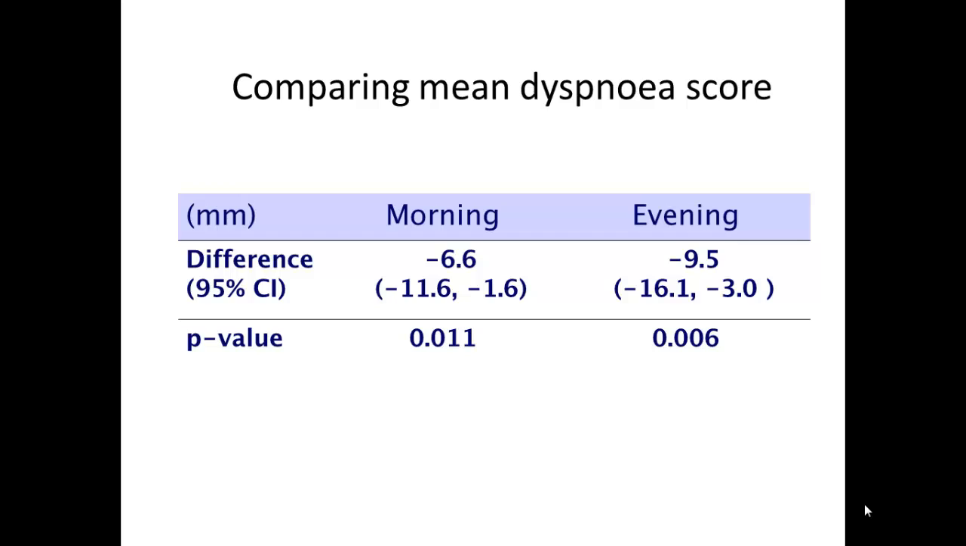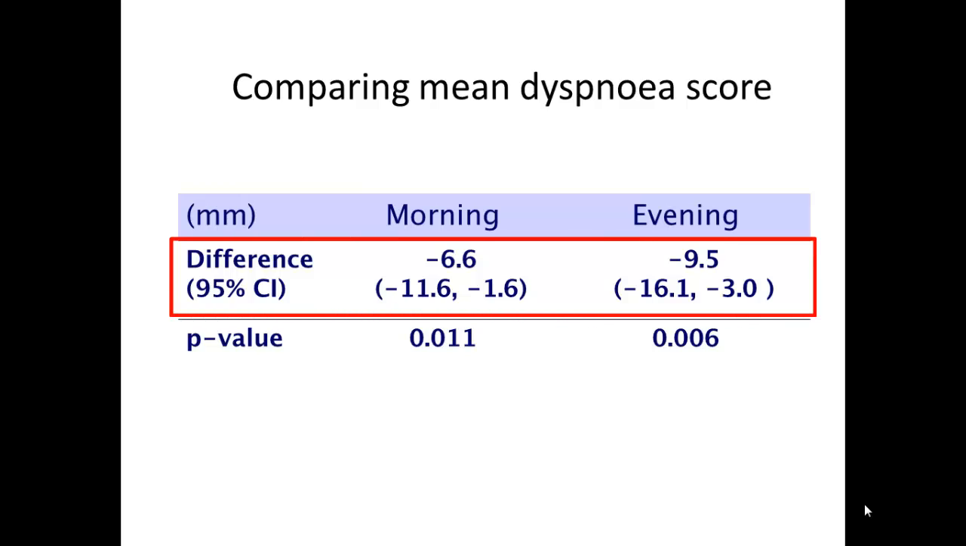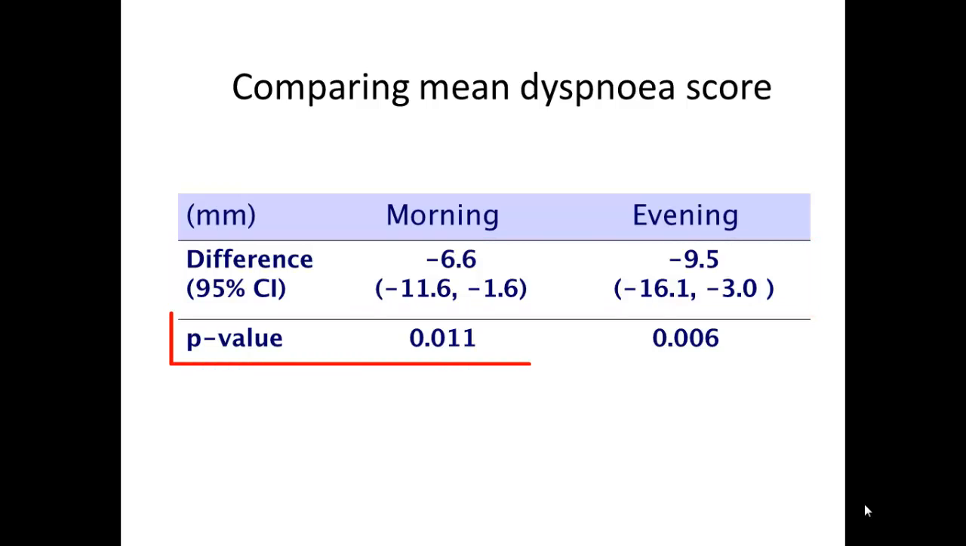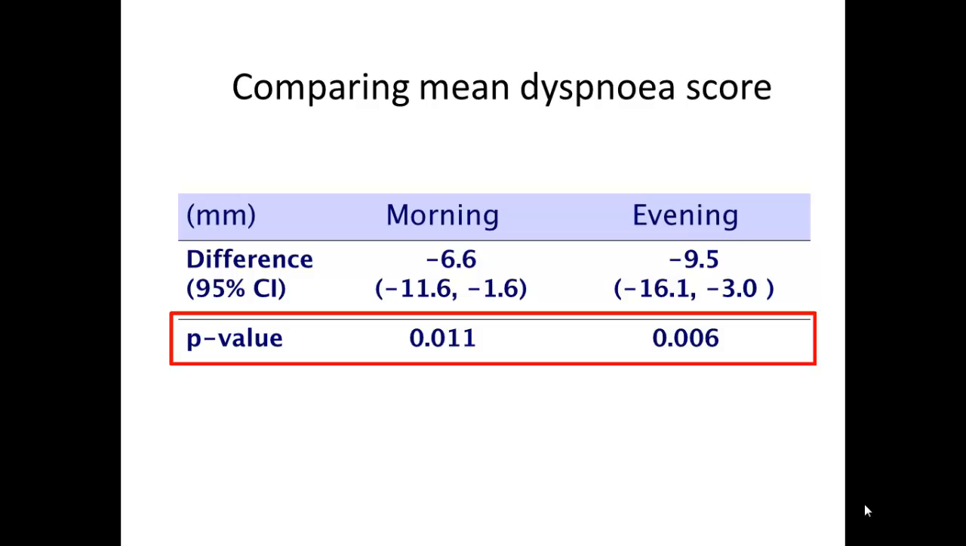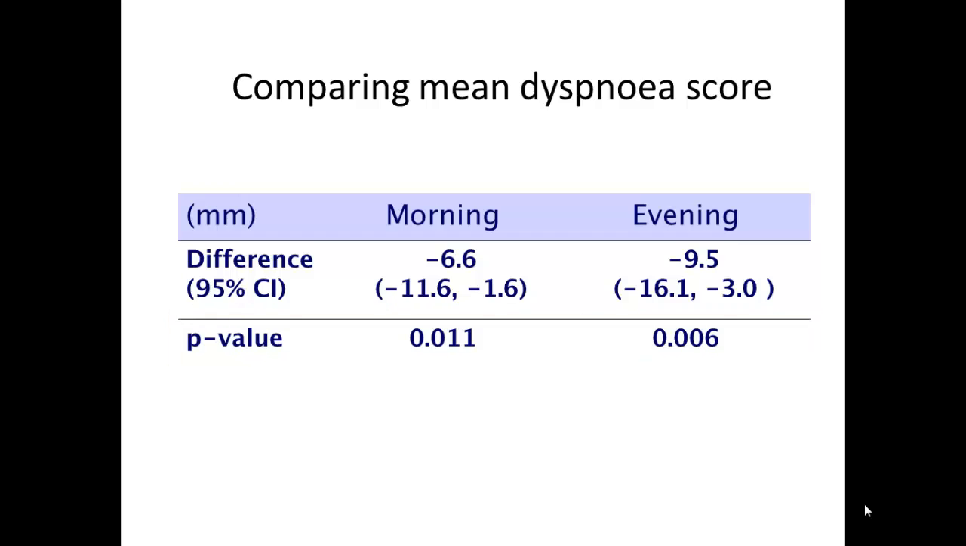So the effect measure this time is the mean difference in dyspnea score, morphine minus control. So a negative number means a reduced dyspnea score in the morphine group versus the control group. The p-value is a test of the null hypothesis that the true mean difference in dyspnea score between treatment with morphine and treatment with placebo is equal to 0, or there's no effect of treatment.